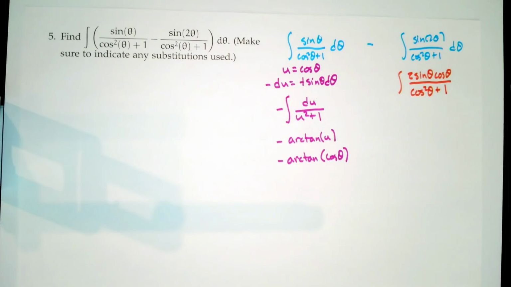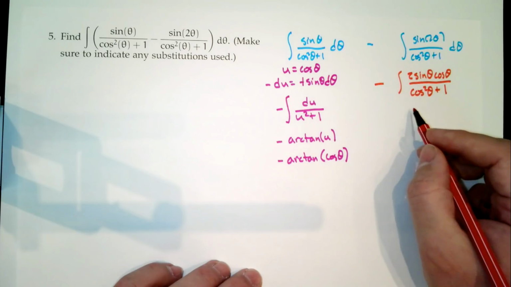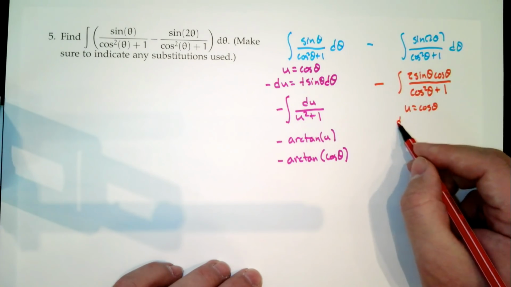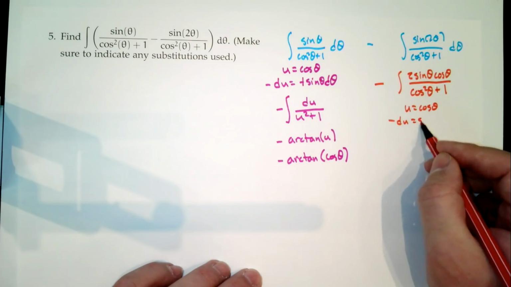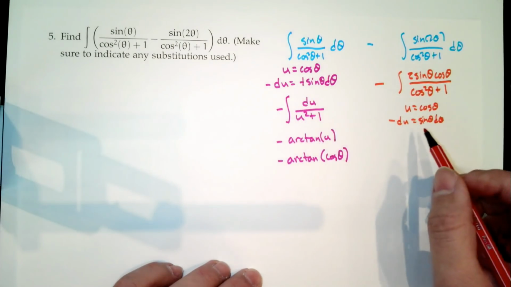All right, so what do we do here? Well, one thing we can do is try our old substitution. It worked well the last time, so why not try it again? If it works once, it could work twice. I still have the minus in front, so I can still try it. So u equals cosine theta, and minus du would still be sine theta d theta, because it's the same substitution.